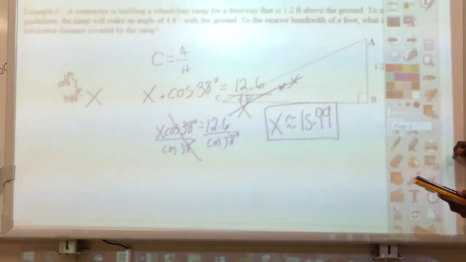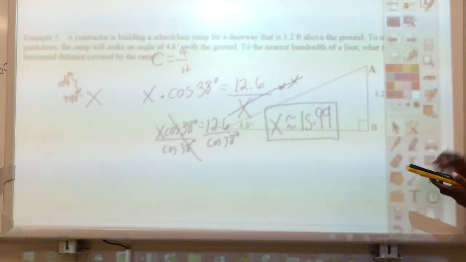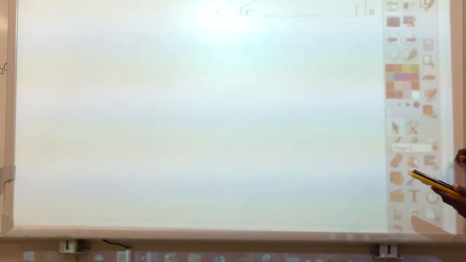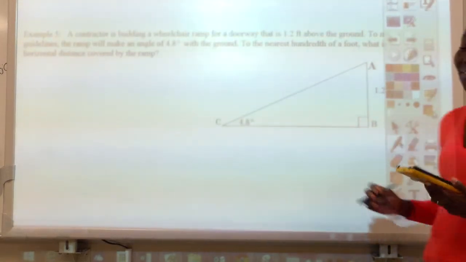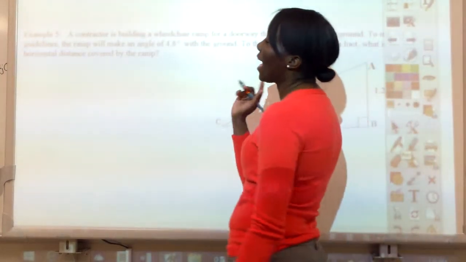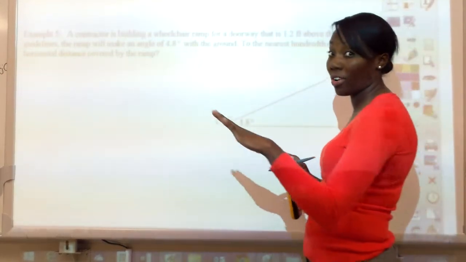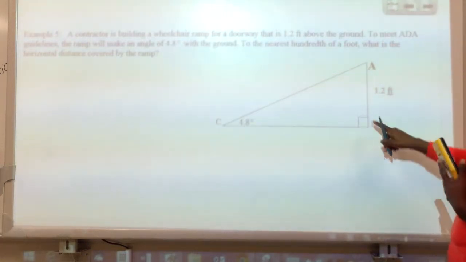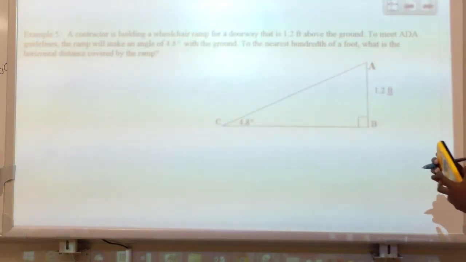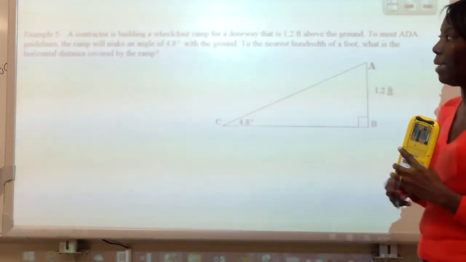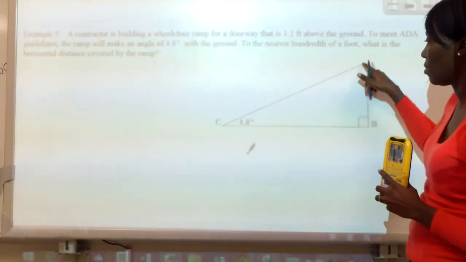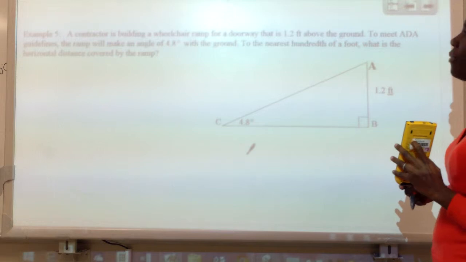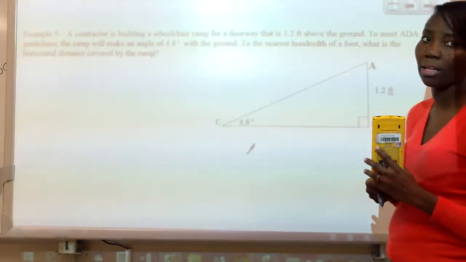Oh no, we have a word problem. This is going to sum up the unit. A real life situation of Trig. A contractor is building a wheelchair ramp for a doorway that is 1.2 feet above the ground. They already labeled it. To meet ADA guidelines, the ramp will make an angle, if you notice. The ramp is making an angle 4.8 with the ground. To the nearest hundredth of a foot, what is the horizontal distance covered by the ramp?